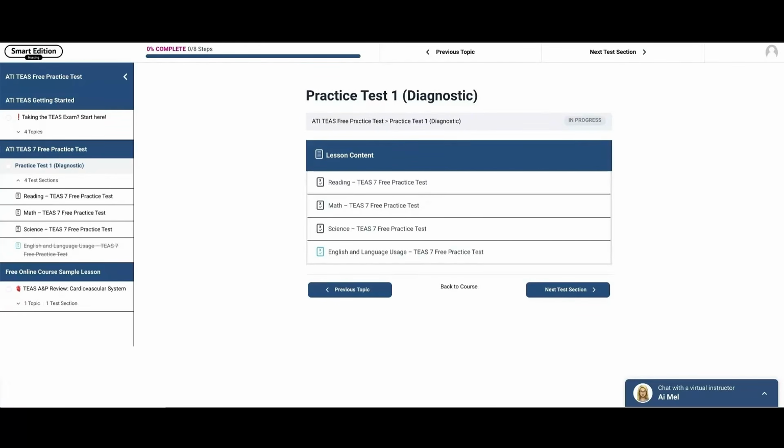Make sure that you grab a pen and a piece of paper, because not only am I going to be explaining to you why the correct answers are correct, I'm going to be explaining to you why they're incorrect.